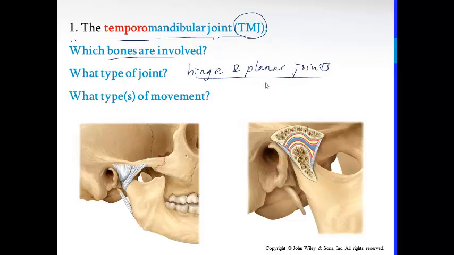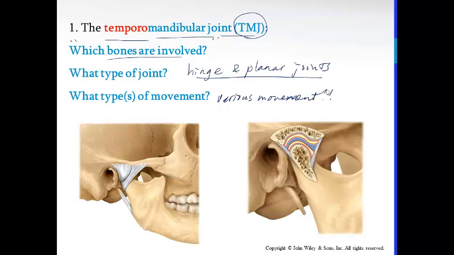Now, if you move your mandible, you can do several movements. You can, for instance, elevate it by closing your jaw. You can act surprised when your jaw drops by depression. You can also do protraction, retraction, and slight rotations. So various movements are allowed at this region.